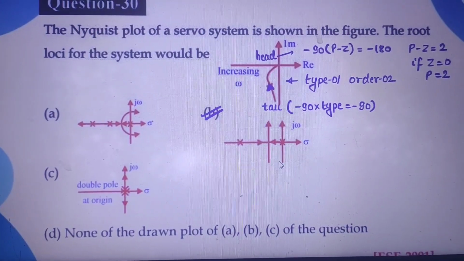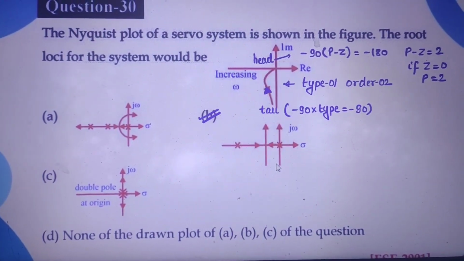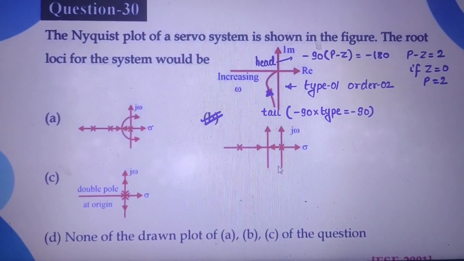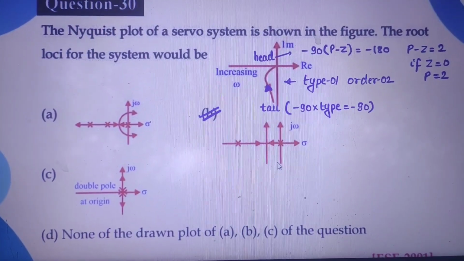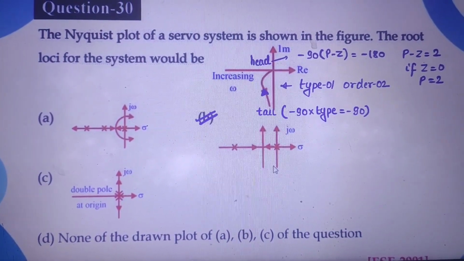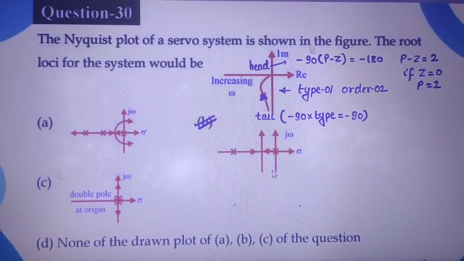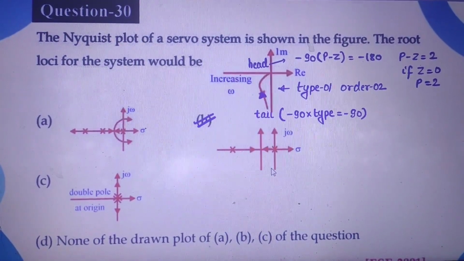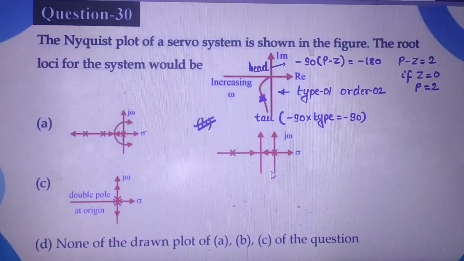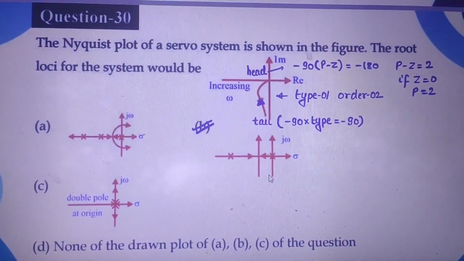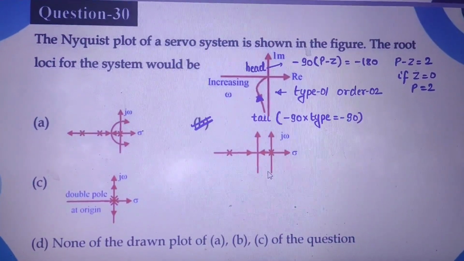So from the given question, you have two poles. One pole is at the origin, that's why it is known as type 1, and another pole is somewhere in the left half of the S plane, that's why you can say it is order 2, and the root locus flows between these two poles, and option B is the right option.